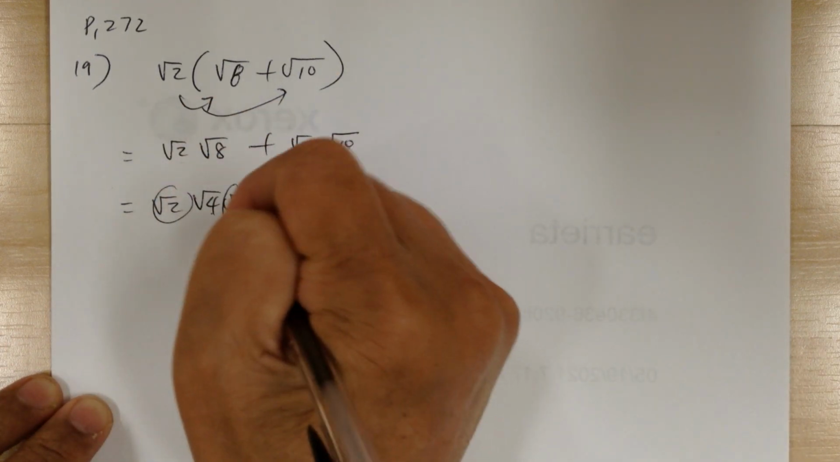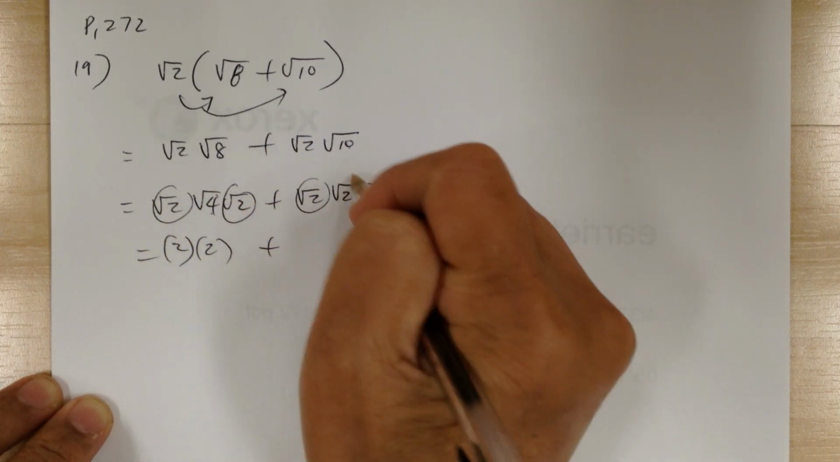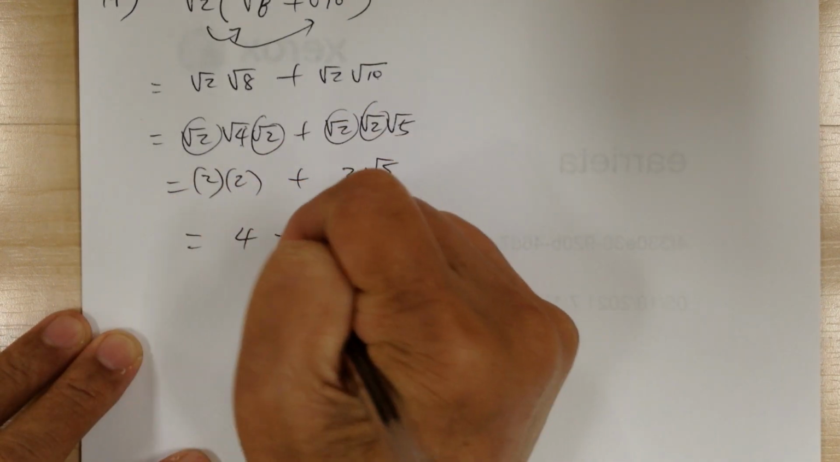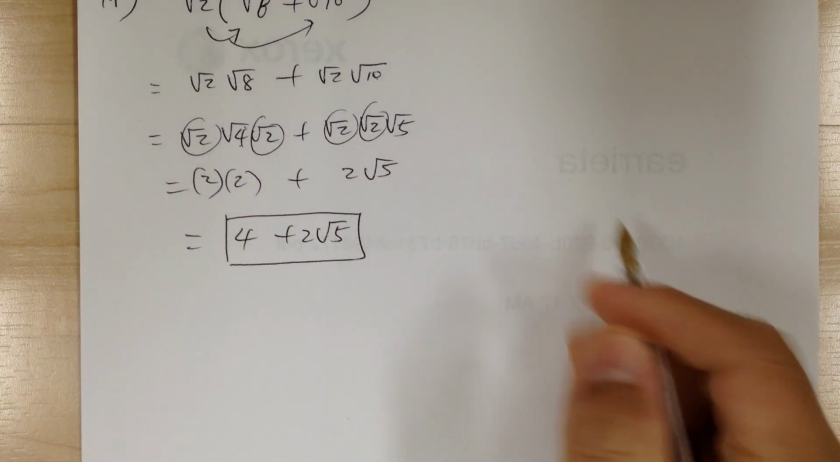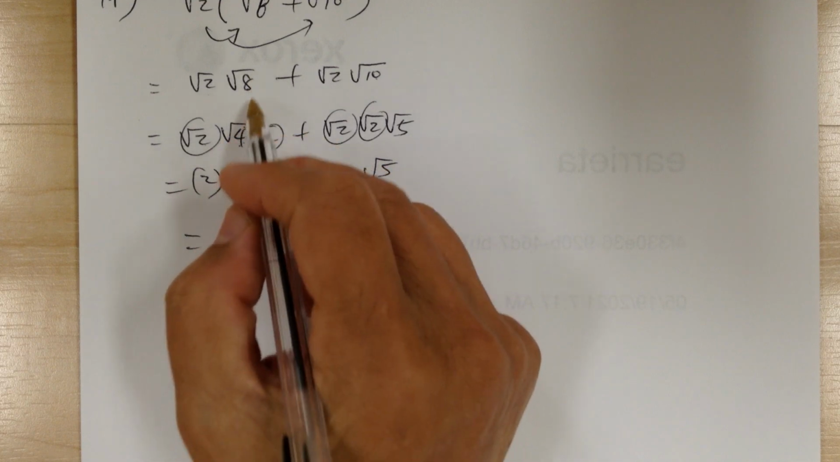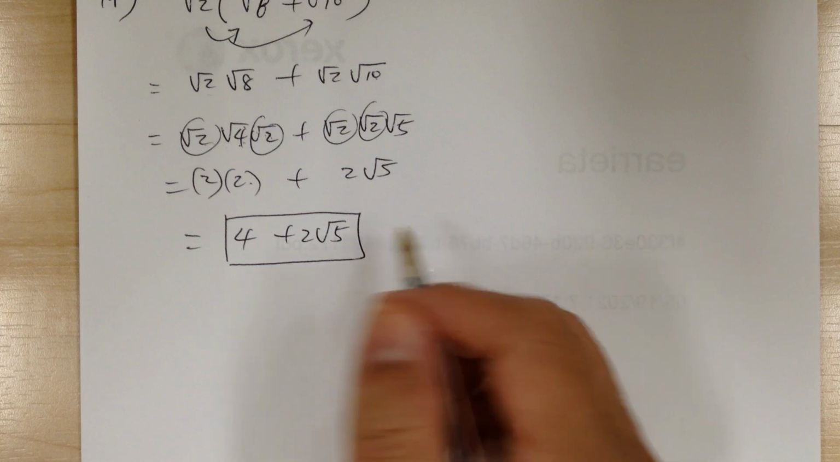So this and this will give you a 2, and this one and this one give you a 2, okay? And so the answer will be equal to 4 plus 2 square root of 5. So you can first distribute and then break into small parts, so you can collect your factors into integers.